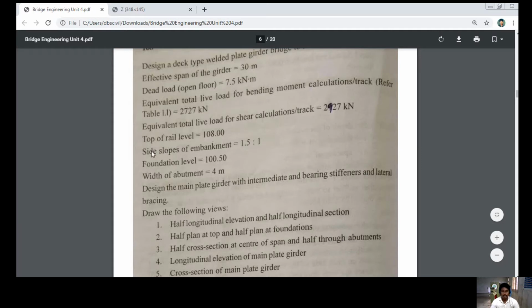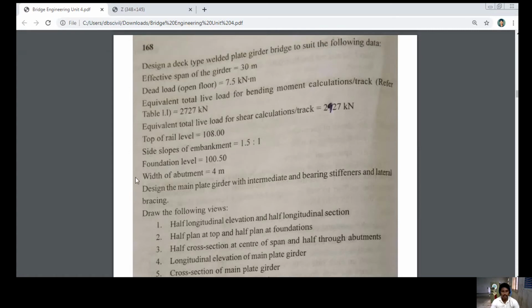The top of the rail level is 108. The slope for the embankment is 1.5:1, and 1.25. The foundation level is 100 and the width of the abutment is 4 meters.